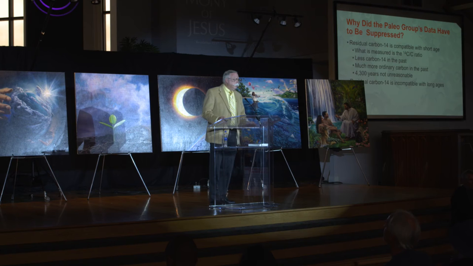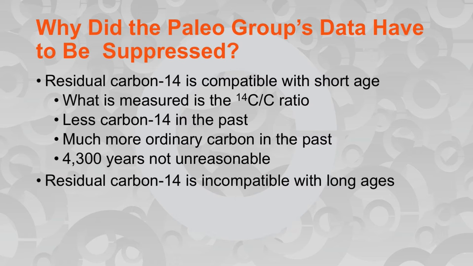Now, residual carbon-14 is compatible with any particular age you want to in terms of short chronology, because what you're actually measuring is not an age. You're measuring the carbon-14 to ordinary carbon ratio. And according to standard flood theory, there should have been probably a little less carbon-14 in the past because of a stronger magnetic field, because of startup effects, whatever. And there should be much, much more ordinary carbon in the past. And remember, if you enlarge the denominator of a fraction, it makes the fraction smaller, so that 1/8 is smaller than 1/2. Okay? So if you apply those correcting factors, you can get down to the youngest age I know of that anybody proposes, 4,300 years. It's not unreasonable. But remember that residual carbon-14 is incompatible, period, with long age.